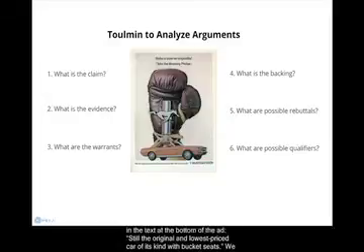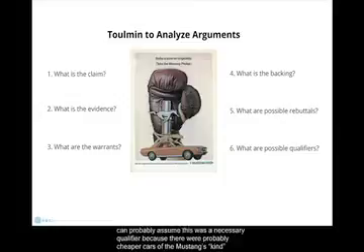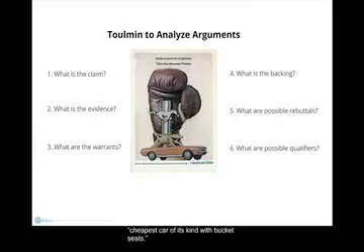Also notice the subtle qualifier in the text at the bottom of the ad, which reads, "Still the original and lowest priced car of its kind with bucket seats." We can probably assume this is a necessary qualifier because there were probably cheaper cars of the Mustang's kind that came with bench seats only instead of bucket seats. So while they can't say cheapest car overall, they can say cheapest car of its kind with bucket seats.